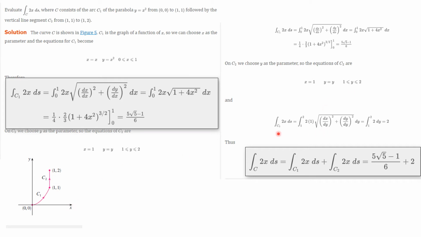So now we make that substitution. This is going to be 2 times 1. And the derivative of 1 is 0, and the derivative of y is 1, so that really is just 1, so I get 2. So the total integral is the sum of the integrals over the two curves that comprise C. So you get this number plus this number, which is 2. That is the exact answer.